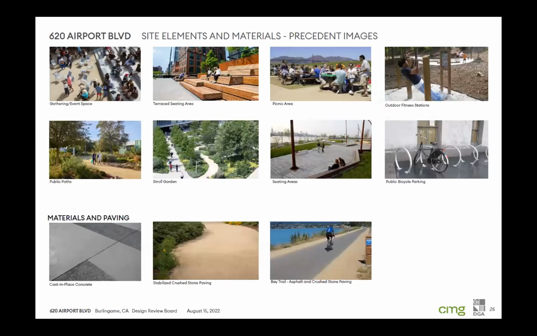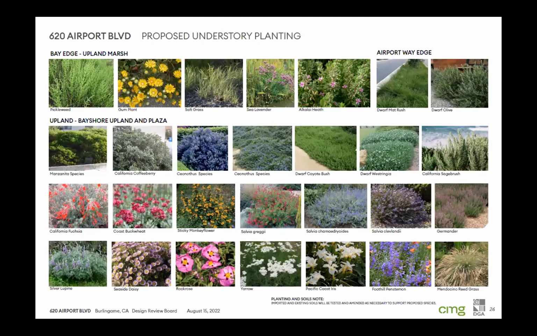Our approach to materials and site elements is a fairly simple one, but with art and care, using natural and durable materials that are appropriate for the shoreline conditions. So concrete and wood, the standard Bay Trail materials, some additional crushed stone pathways, and the typical public bike racks. The planting palette has a focus on native California plants and Mediterranean climate adapted plants. We would choose plants that are durable and appropriate to the shoreline condition.